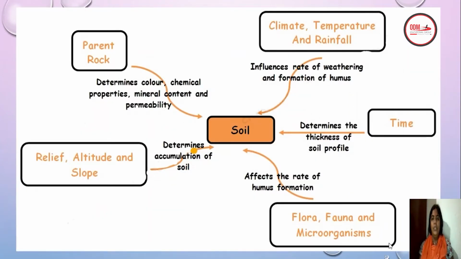See, these are the factors on which your soil formation depends. Like your parent rock, that determines the color, chemical properties, mineral content, and its permeability. Then we have climate, temperature, and rainfall that influence the rate of weathering and formation of humus. Then we have time that determines the thickness of the soil profile. We have flora, fauna, and microorganisms that affect the rate of humus formation. And because of relief, altitude, and slope, the accumulation of soil is also determined.